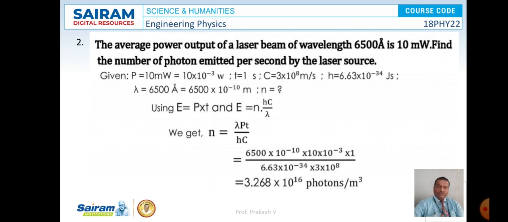So the value of N can be written as lambda P T by hc. Substituting the values of lambda, P, T, h and c, and on simplification the value of N will be 3.268 into 10 to the power of 16. So this is the solution for the given problem.